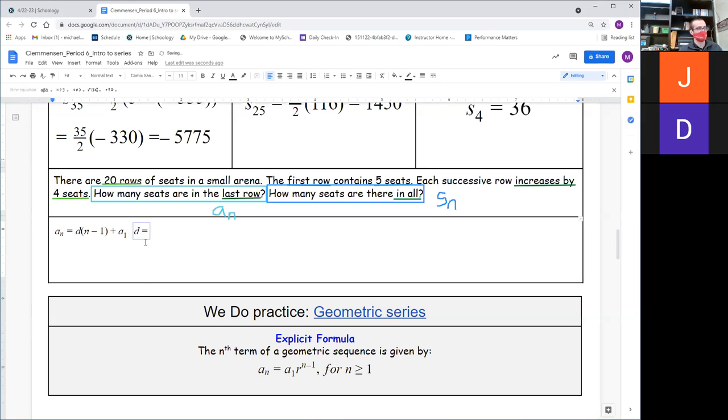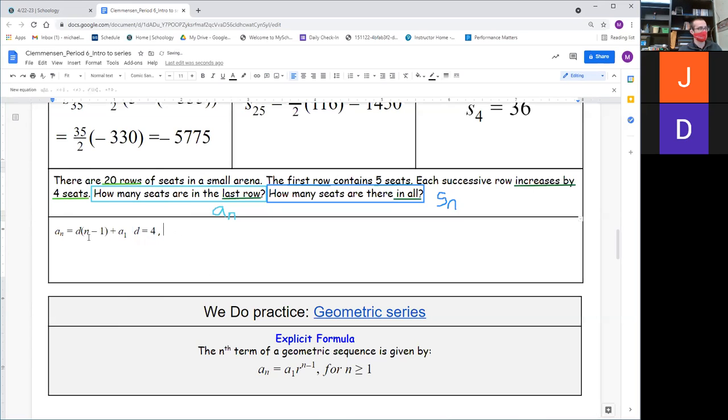My d is my common difference. So I look through: 20 rows in the seats, I don't think that's my d. The first row contains 5 seats. That's talking about the first thing, but not how much I'm going up by. So that's not really it. Each successive row increases by 4 seats. So that's where I can see that it increases by 4 seats every time, which means that my d right here is going to be 4.